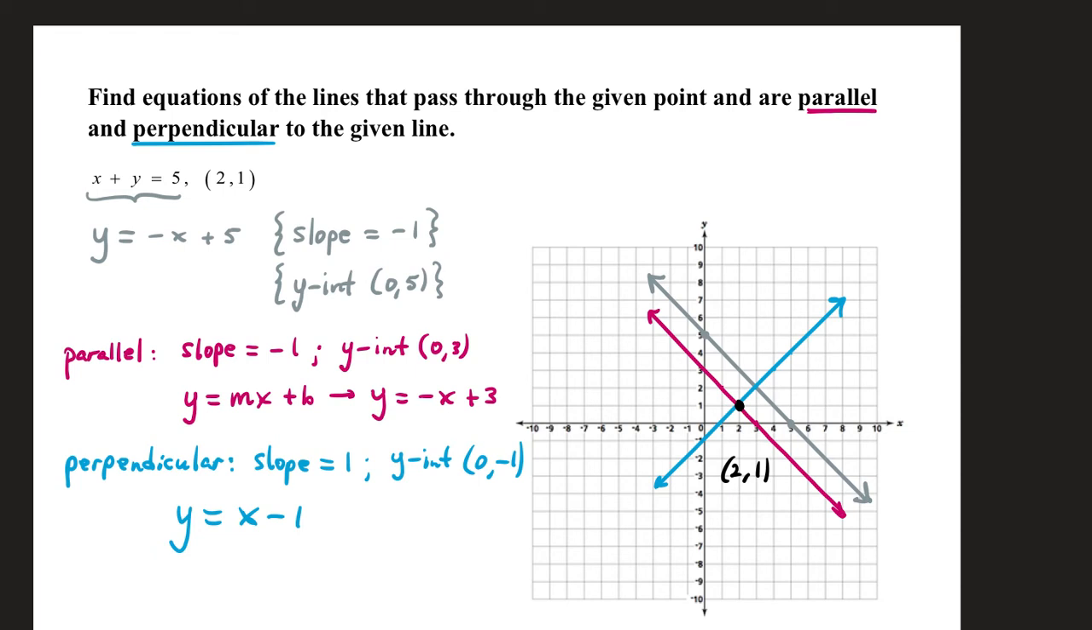Now, a line that goes through the point 2, 1 that's perpendicular to the gray line would be this blue line. -1 times +1 is equal to -1. So our perpendicular line has to have a slope of +1. Remember, perpendicular lines, the slopes will have a product of -1.